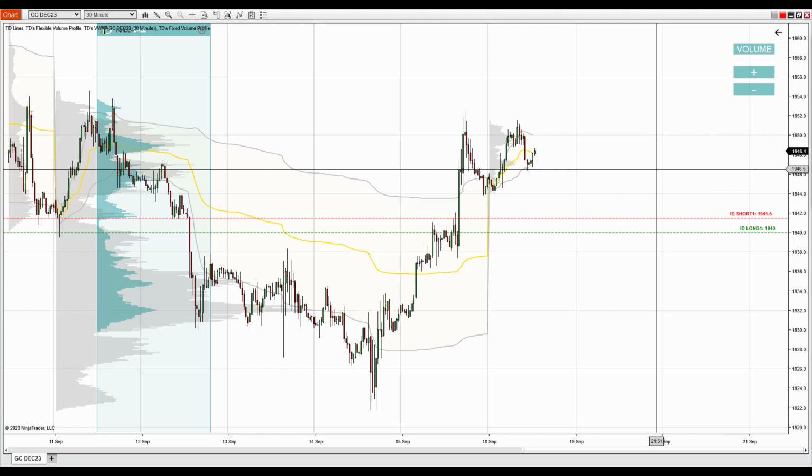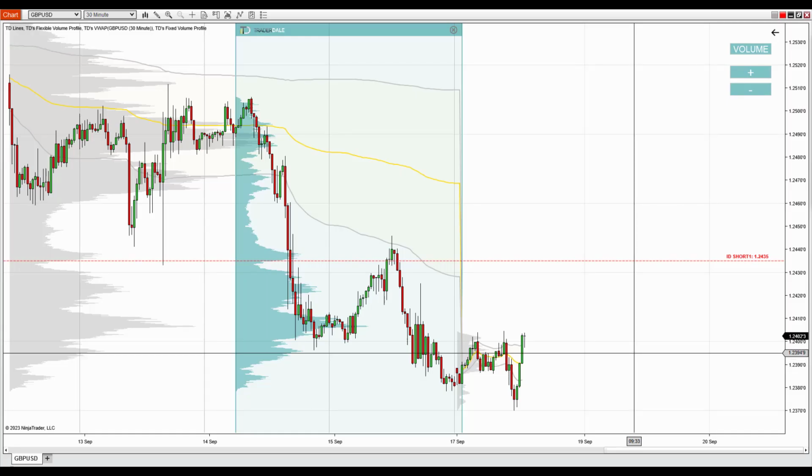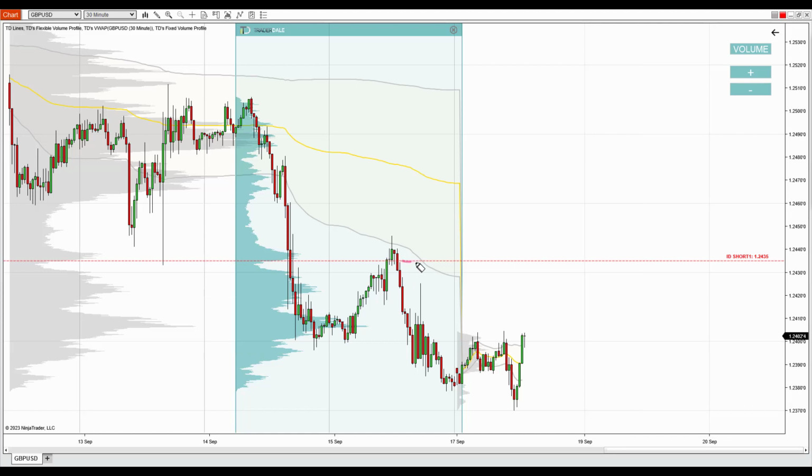Now let me switch over to the next trading analysis, and this will be on the British pound US dollar. So this is the British pound US dollar, and I like to talk about this resistance which formed at 1.2435. This is actually a level which I published in my members area to members of my trading course.